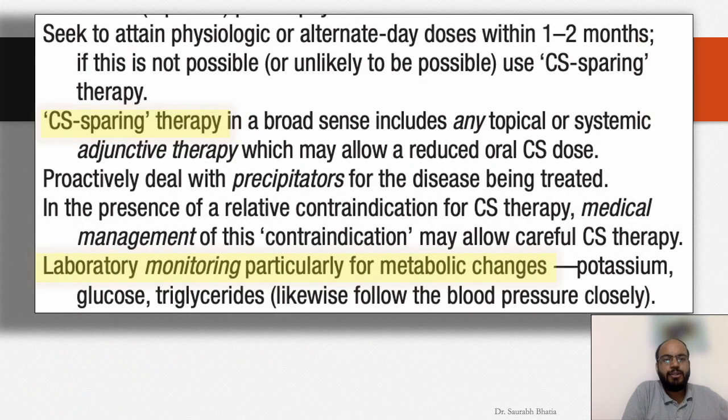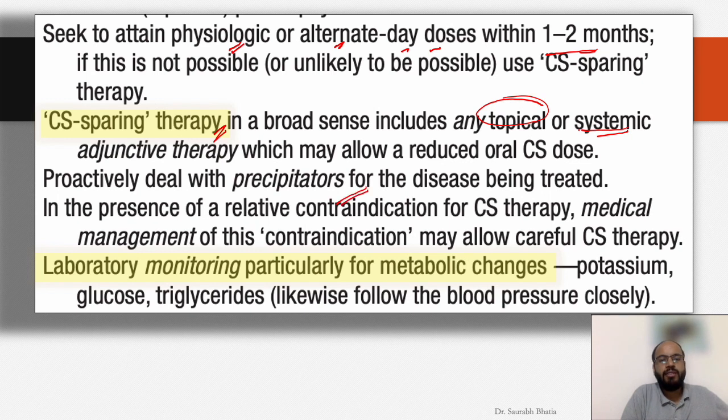Now, seek to shift the daily dose of steroid to alternate-day doses within 1 to 2 months so that the side effects are decreased to a significant extent. Consider corticosteroid sparing therapy. For example, if you can shift to any topical drug or any systemic drug which can better take care of the patient over a prolonged period of time, it's better to shift the patient to that.